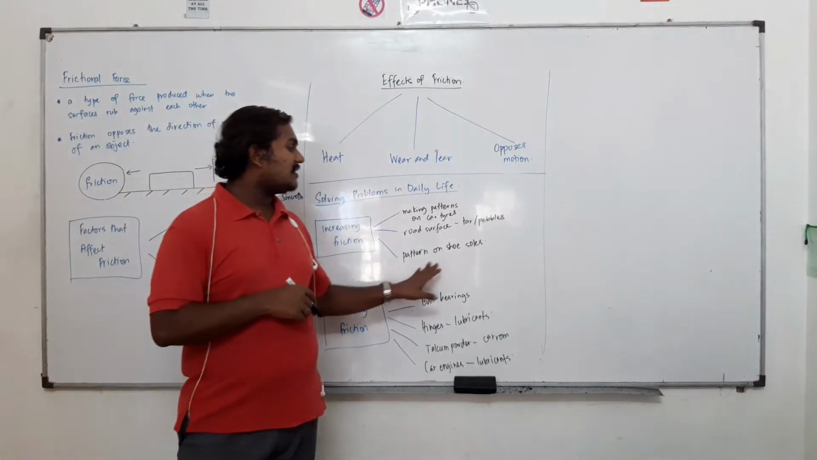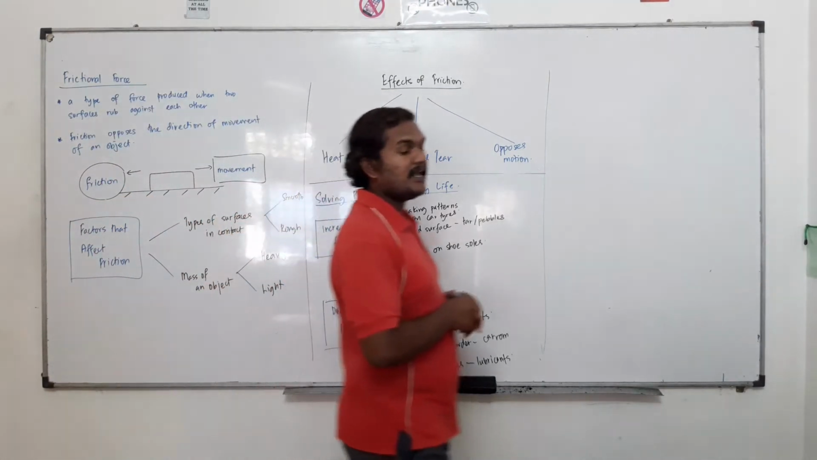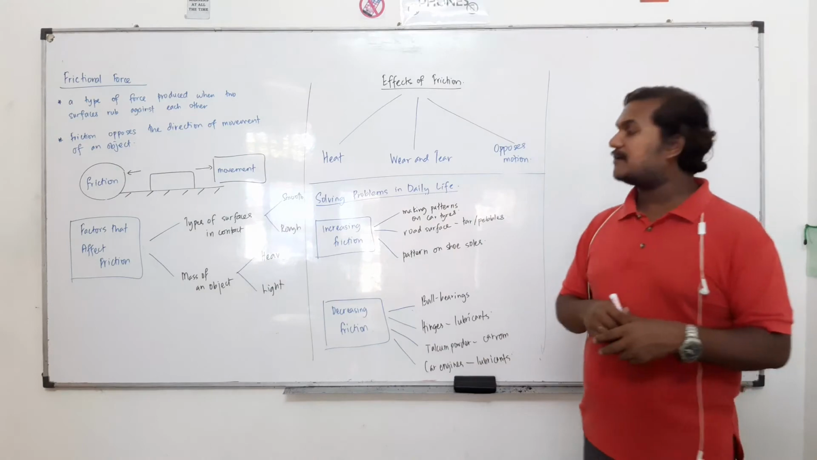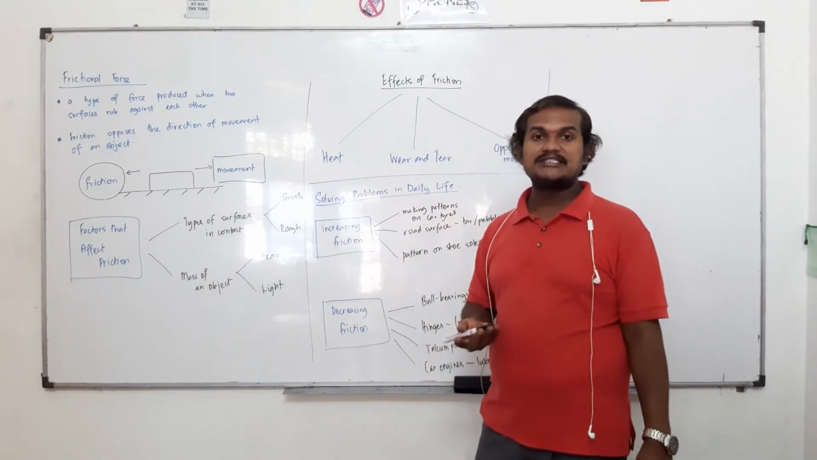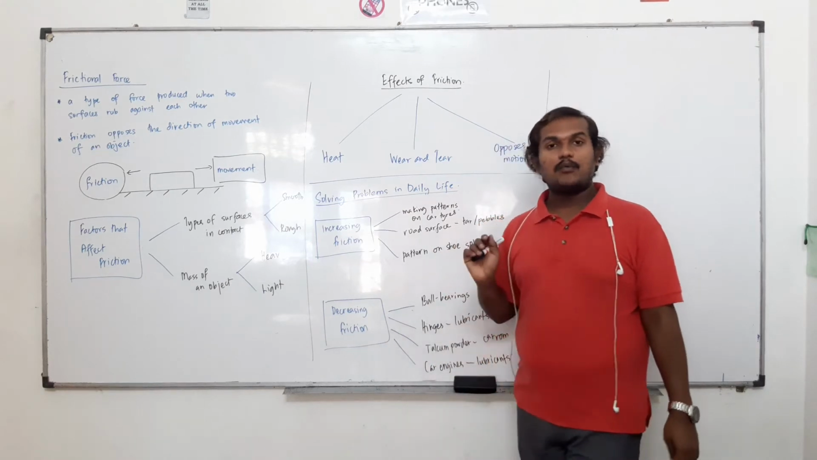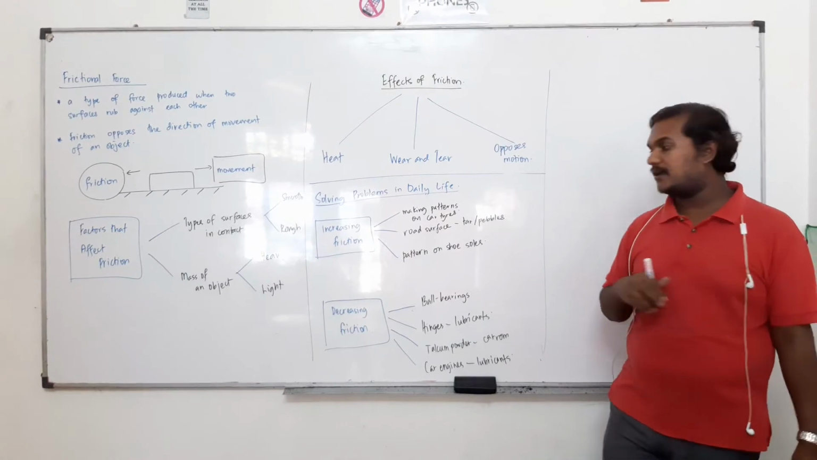Next one, patterns on shoe soles. When you go for shoe soles, normally we have patterns on the shoe soles because we need to increase friction between the shoe soles and the floor. Why? Then only we will not slip over or fall down.